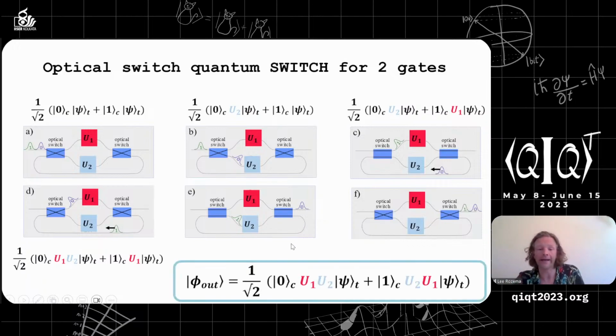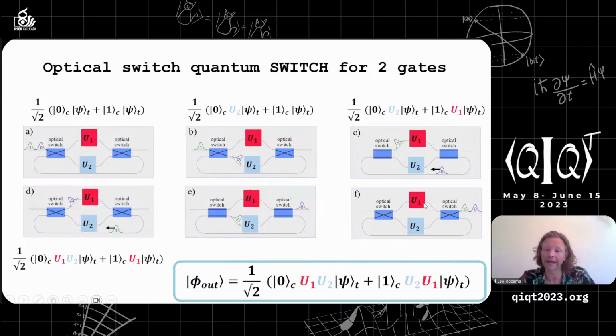And then at this point we have U2 acting in the second branch of the superposition. By changing the state of the optical switches one last time, we have both time bins exiting in this path degree of freedom. So this now implements exactly the quantum switch operation that we wanted. We've created a superposition of the gates acting on the photon in both orders, where we've used the time degree of freedom as the control.